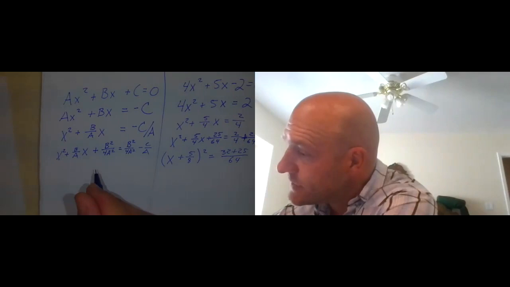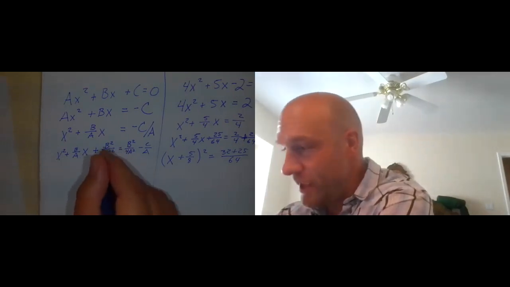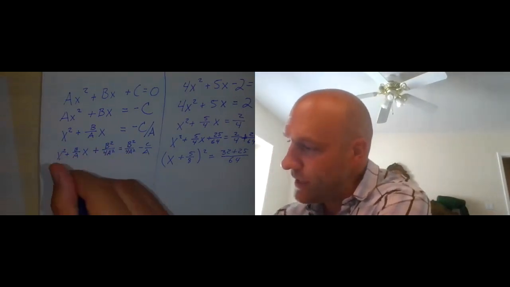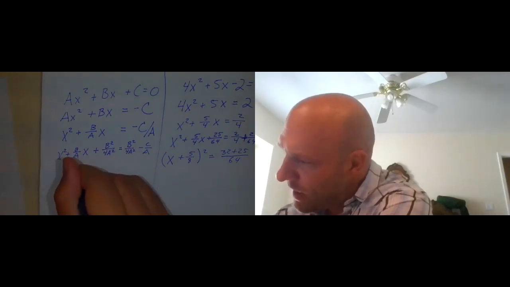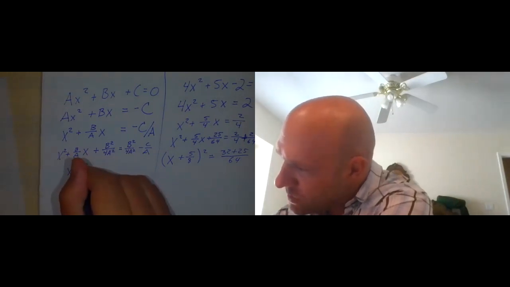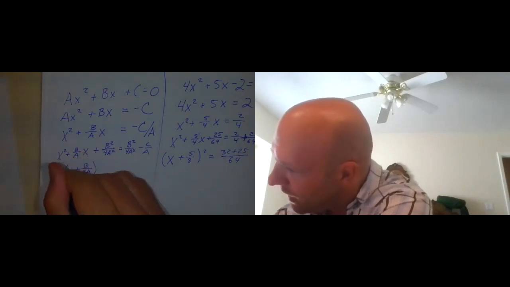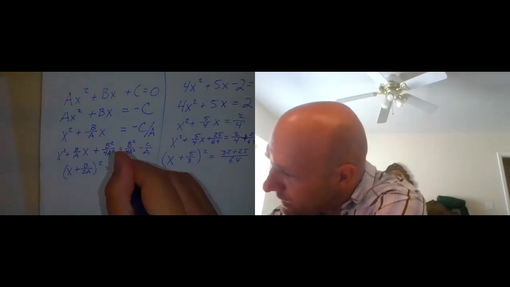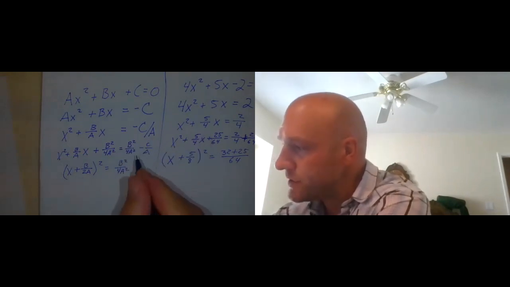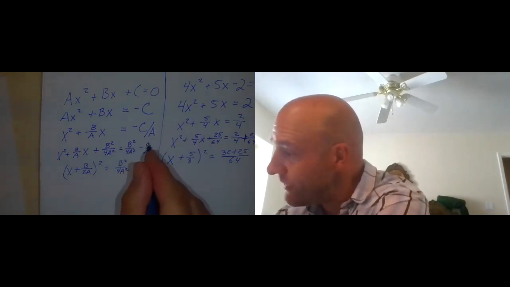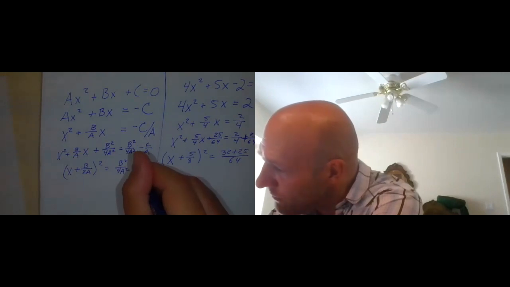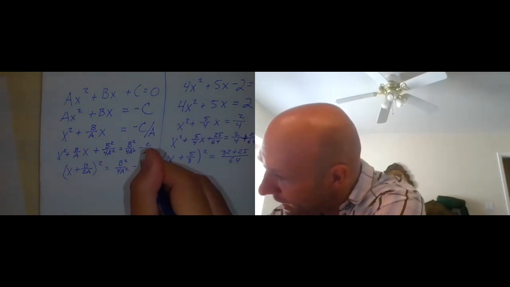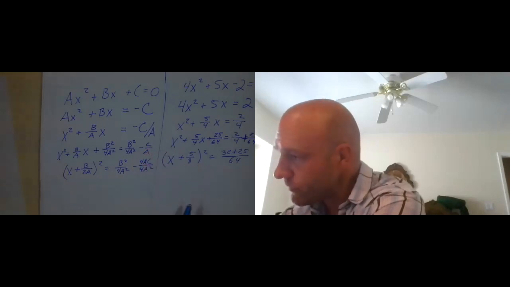Same thing on this side. I can rewrite the left-hand side as x plus b over 2a quantity squared equals b squared over 4a squared. That common denominator is where I multiply the top and the bottom of this by 4a. So minus 4ac over 4a squared.